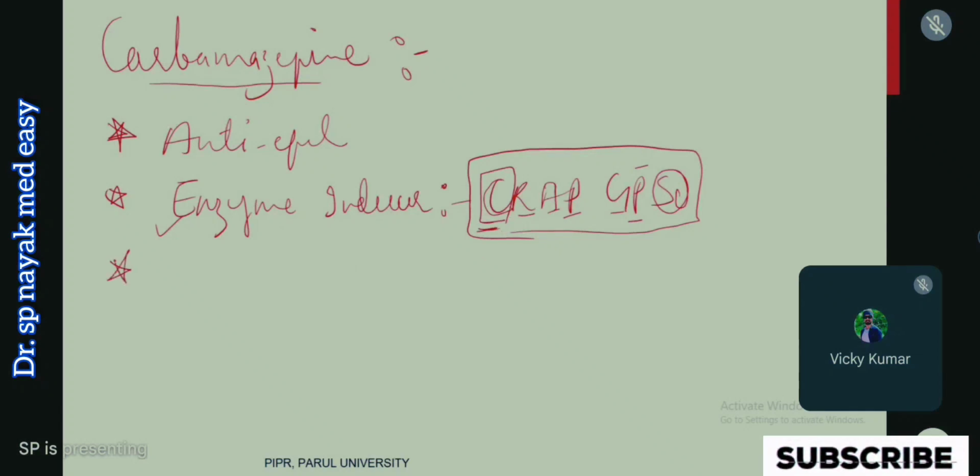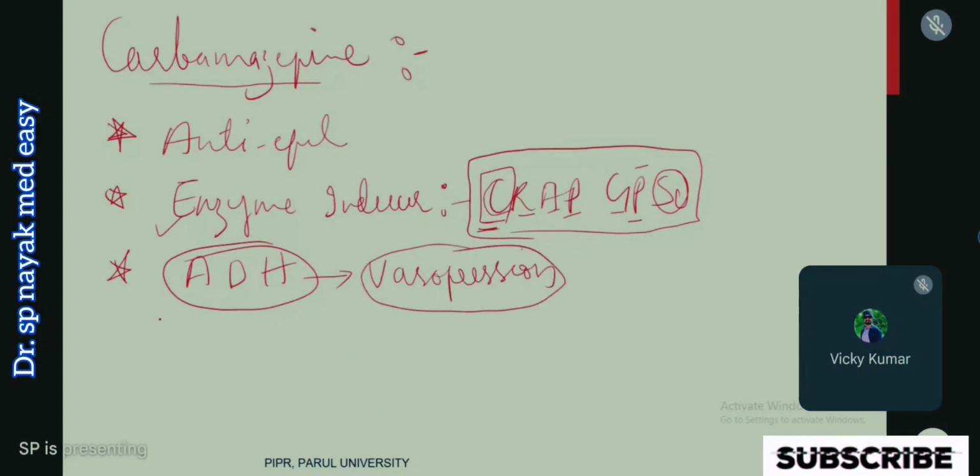And third important point, very important, carbamazepine will release anti-diuretic hormone. Third important point, carbamazepine induces release of anti-diuretic hormone. The anti-diuretic hormone is also called vasopressin. This is a very important point. About its significance I'll explain in the next slides.